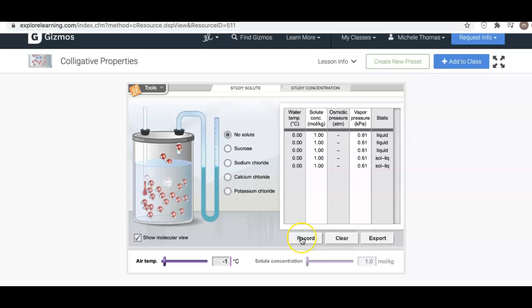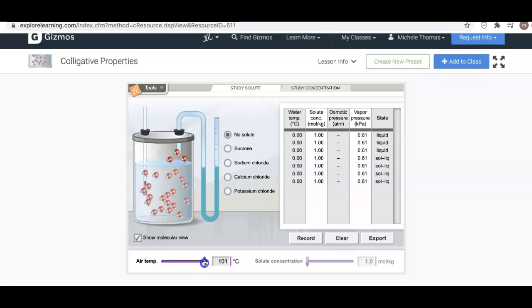Oh, there we go. Look at that. Some of our water particles are starting to freeze. And that's exactly what we want to see happening because that is the freezing point of water. And I can keep taking a look by clicking record, and it'll record the data for us.